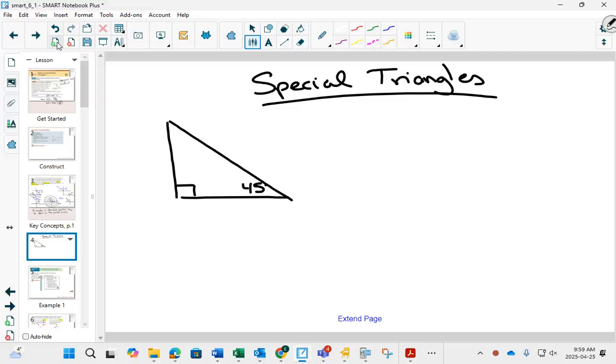And this is special. There's stuff you can tell me that I haven't written down yet. What can you tell me about this triangle? Yes. It's 90 degrees. This is 90 degrees, yeah. So the other angle is 45. The other angle also is 45. Okay. What else can you tell me about this triangle as a result of that?